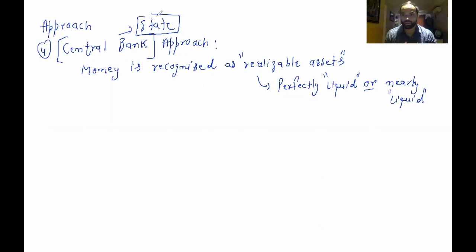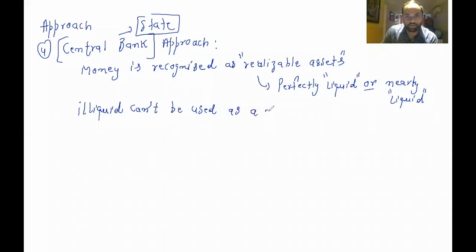That is a liquid nature. If something is not in a liquid nature, that cannot be considered as money. Why? Because if something is not in a form of liquid nature, you cannot use it as a means of payment, all right? So illiquid assets, or something that is not liquid, something that is not cash or non-cash, cannot be used as a means of payment, right?